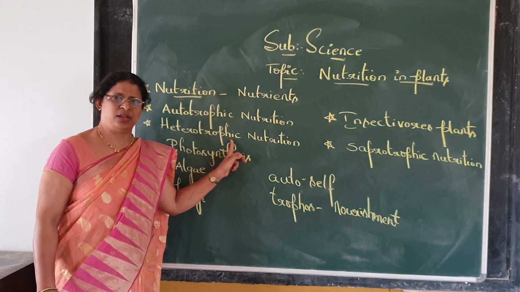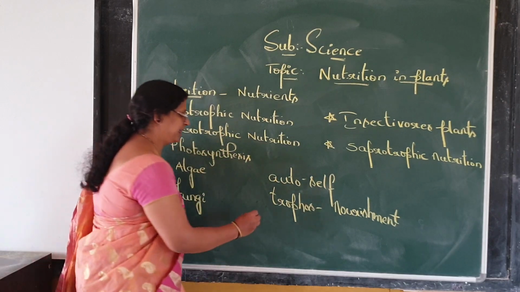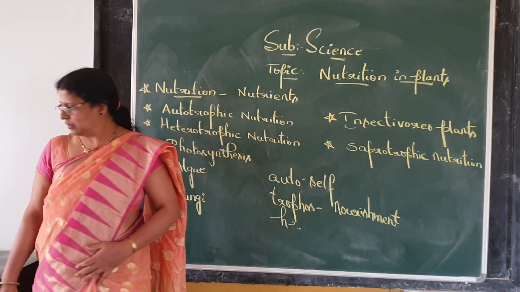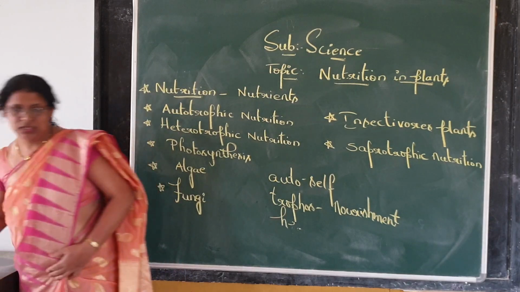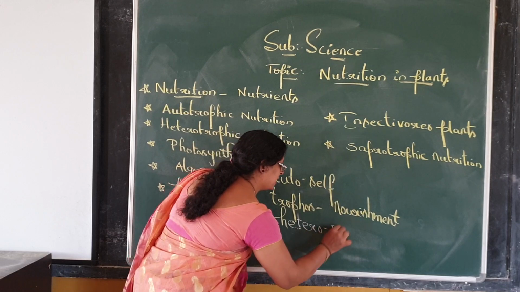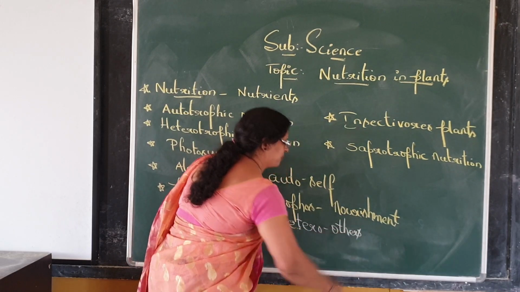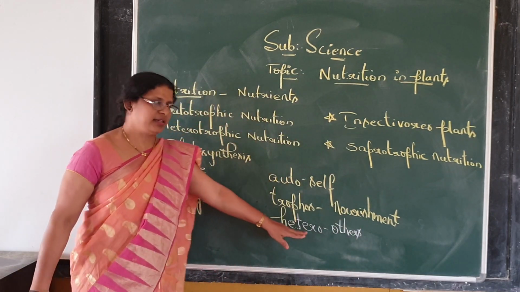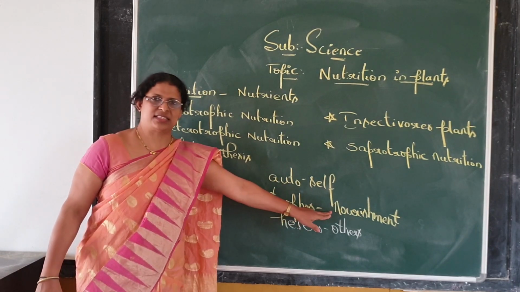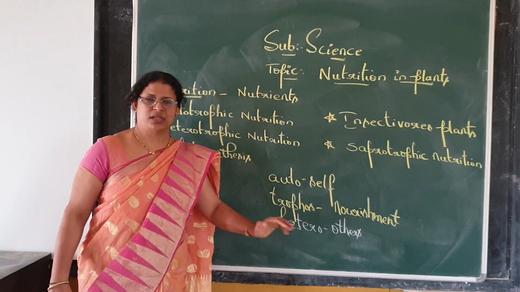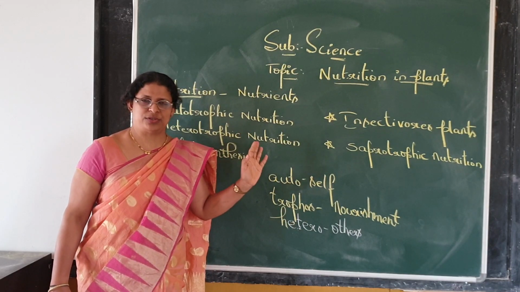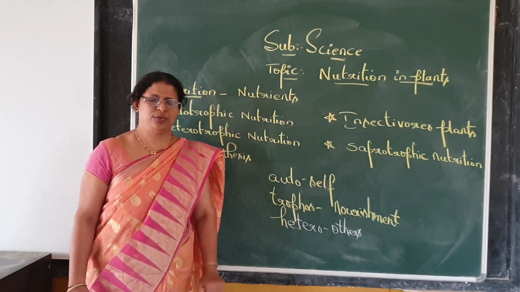Hetero. What is the meaning of hetero now? Hetero is nothing but others. The term hetero means others and trophos means nourishment. This is the difference between autotrophic nutrition and heterotrophic nutrition.